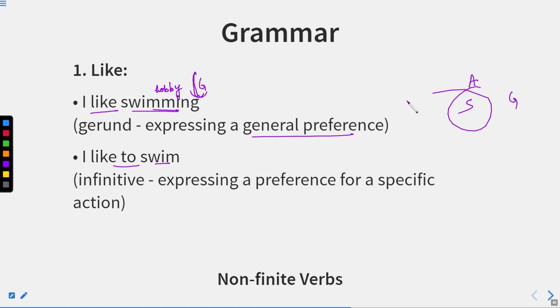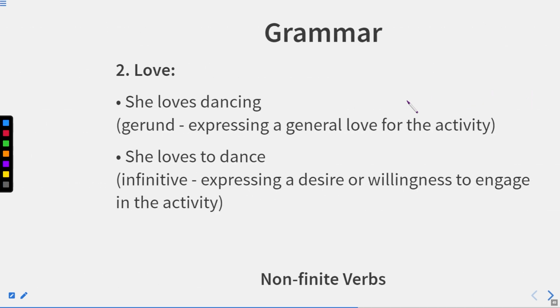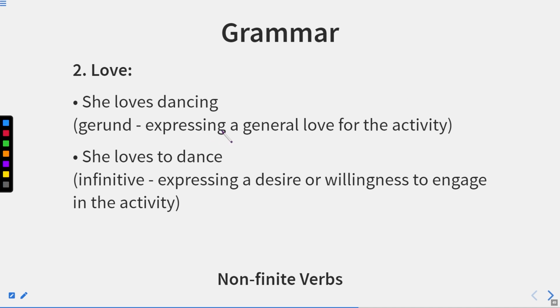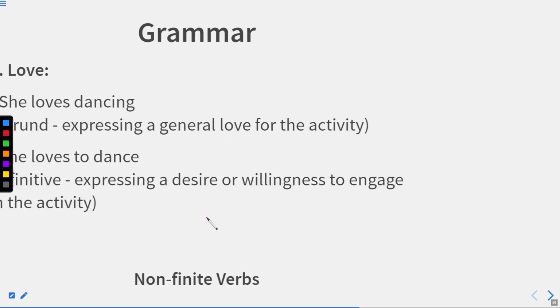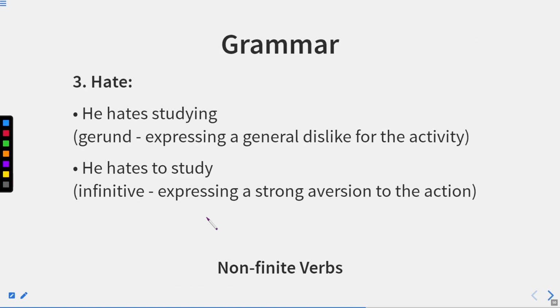So there we use infinitives after these words. Love: she loves dancing, expressing a general love of the activity. So this is the object. She loves what? To dance, expressing a desire or willingness to engage in the activity. Hate: she hates studying. Or if I say he hates to study, this expresses a strong aversion or strong dislike to the action. But to express a general dislike for the activity, we use "he hates studying."